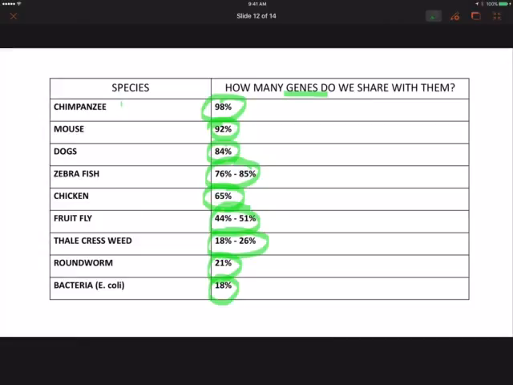So just think about that as you move on and we start to explore our DNA a little bit more.